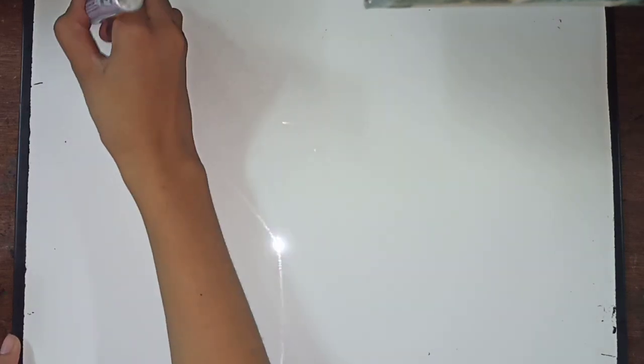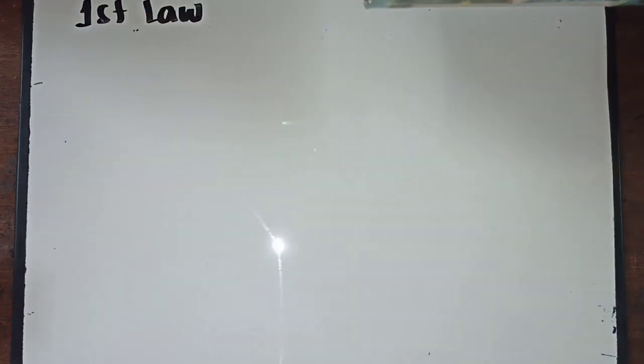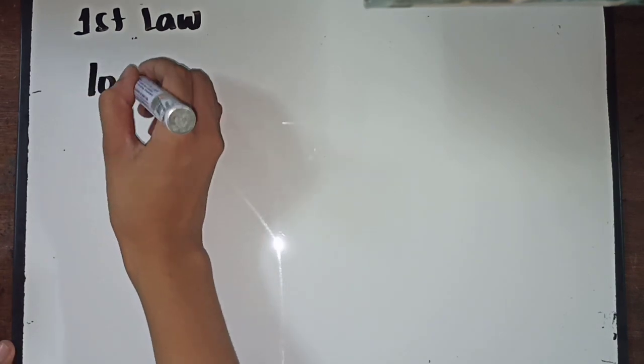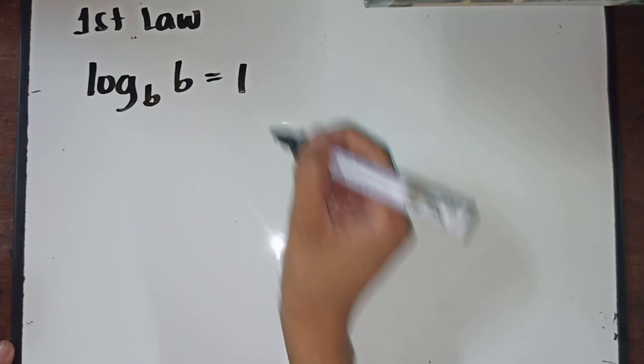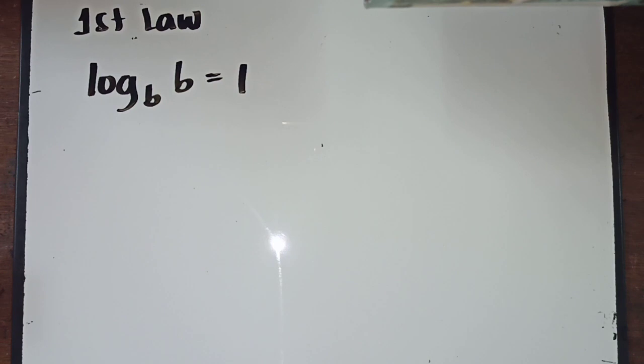So now in this video, we will discuss the laws of logarithm. So the first law is, okay, so again, the first law is if we have the logarithm of b to the base b, that is equal to 1. Again, the first law is the logarithm of b to the base b is equal to 1.